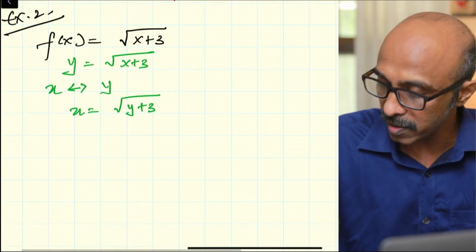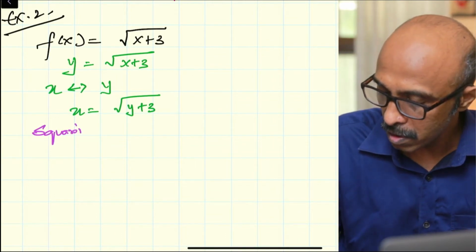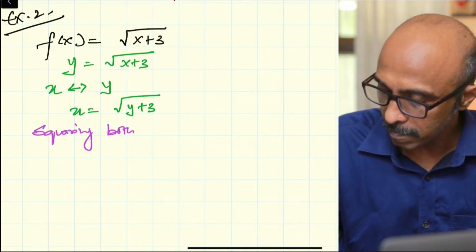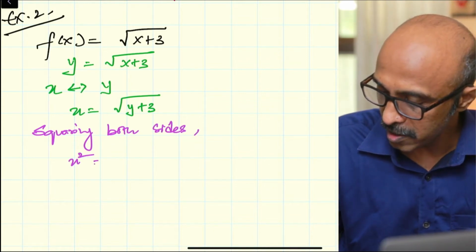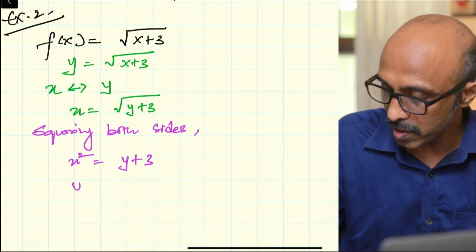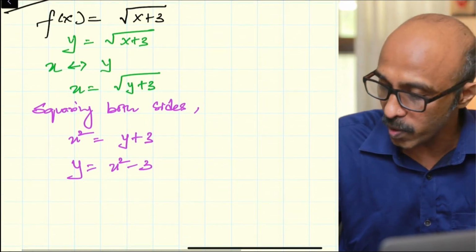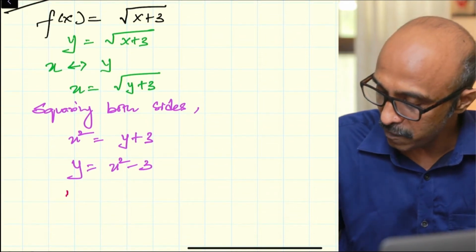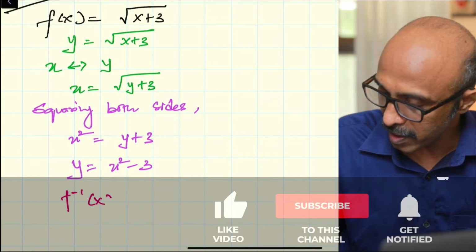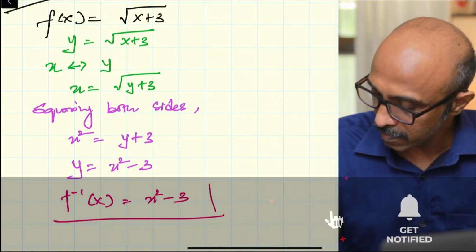Now we square both sides. Squaring both sides, we get x squared is equal to y plus 3. Then when we write in terms of y, y is equal to x squared minus 3. That new y that we have found is the inverse of f, and f inverse can be written as x squared minus 3.